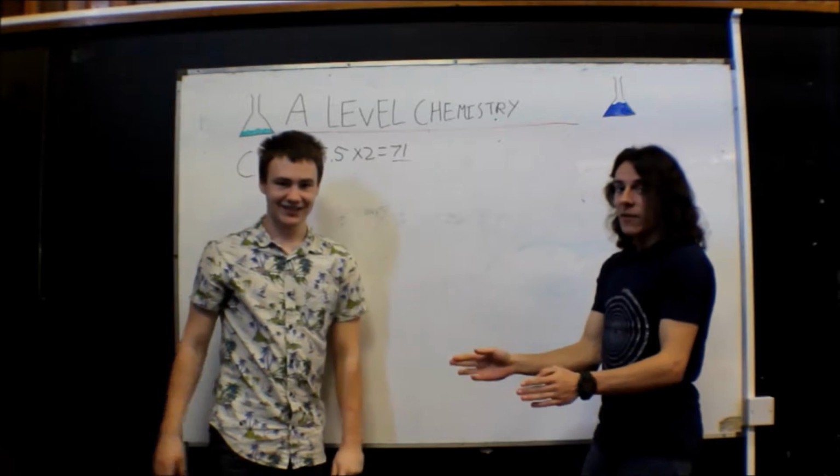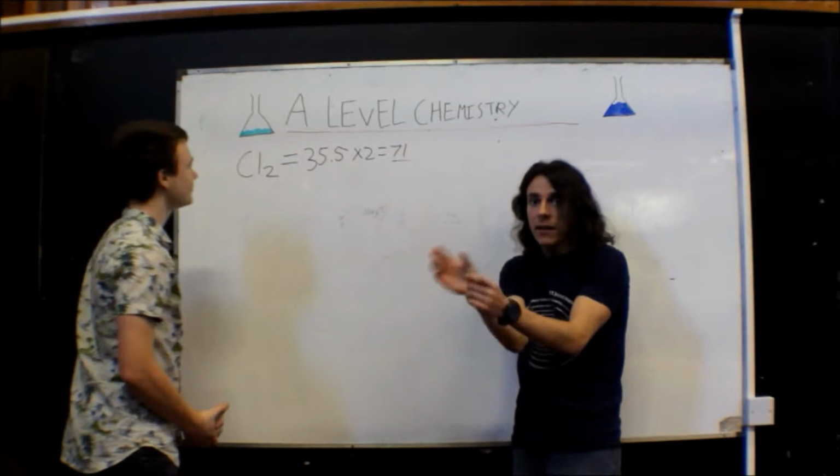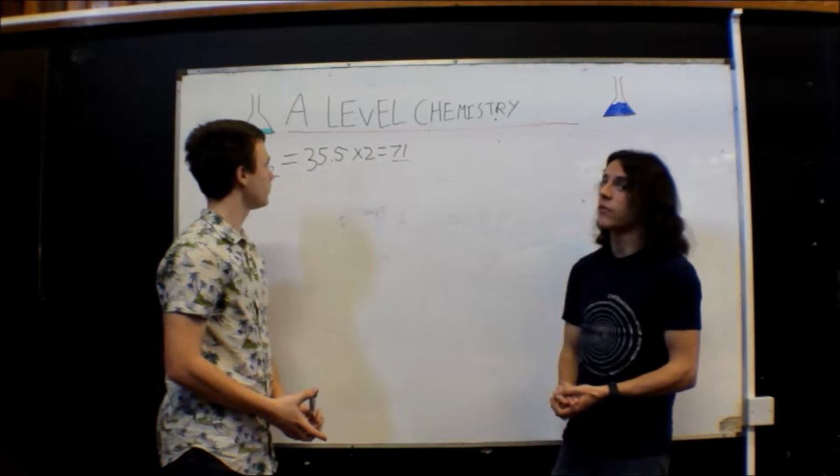Well, you get a periodic table in your exam, magical thing, and on top of each of your elements it says a number, which is the relative mass, and it is 35.5 for chlorine.